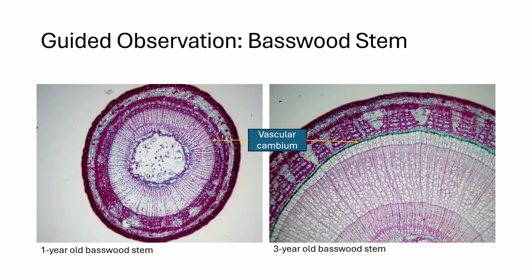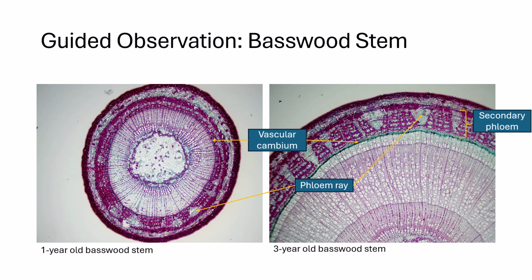Just outside the vascular cambium is the secondary phloem. This region is much thinner than the xylem in most woody stems. Within the phloem, you may also see bands of cells running radially. These are the phloem rays, which are similar in function to xylem rays, but located in the phloem tissue.